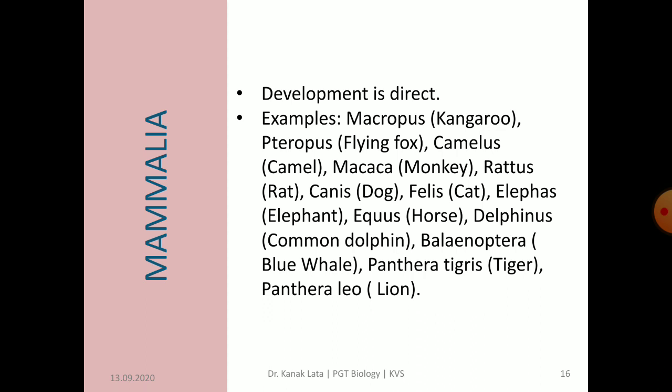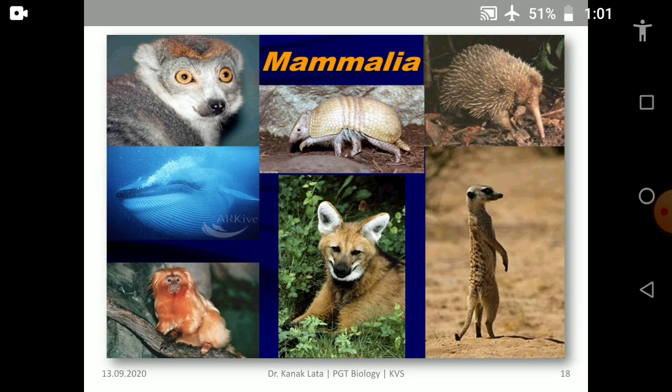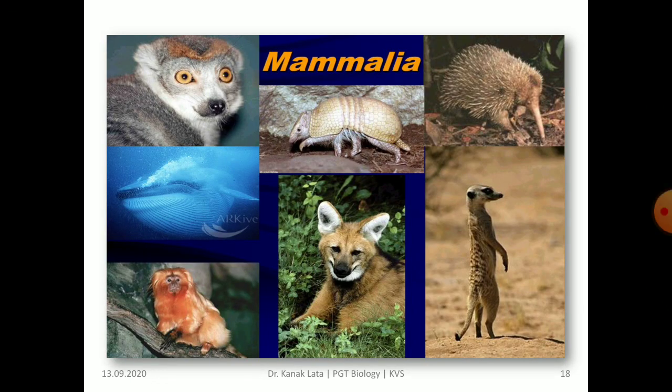Common examples are kangaroo, flying fox, camel, monkey, rat, dog, cat, elephant, horse, dolphin, then blue whale, then tiger, lion. So there are a lot of mammals. In the given figure, you observe the members of mammals. Here also you can observe different animals which are included in mammals.